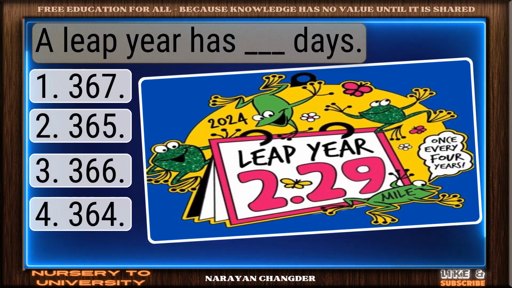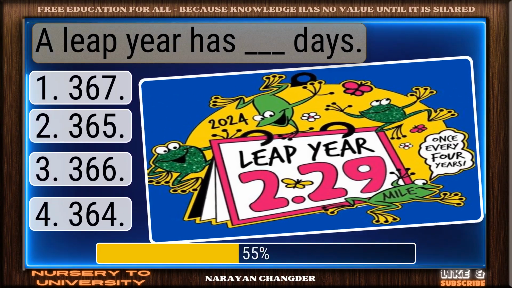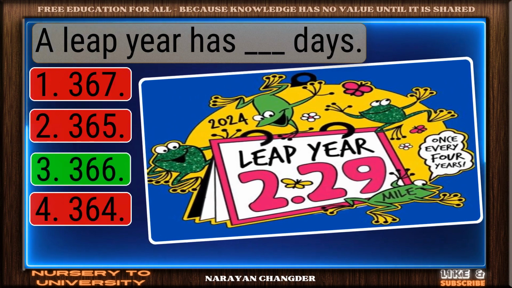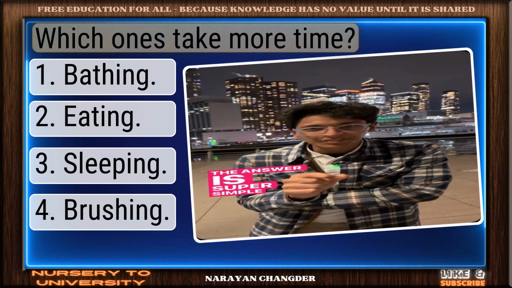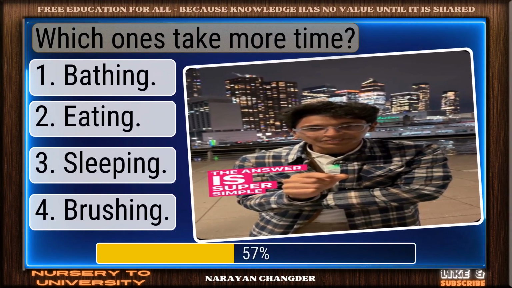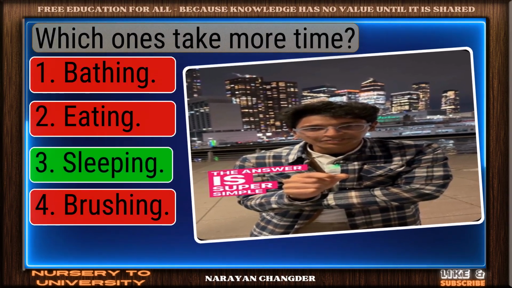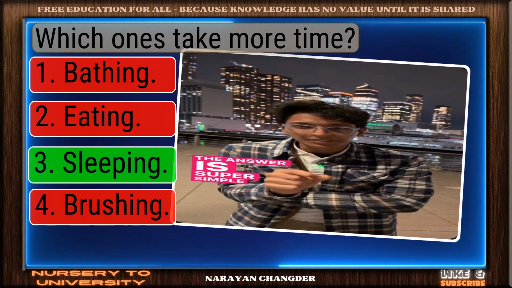A leap year has dash 5 days. You chose 366 and it is correct. Which one takes more time? Good job. Your answer, sleeping, works well here.